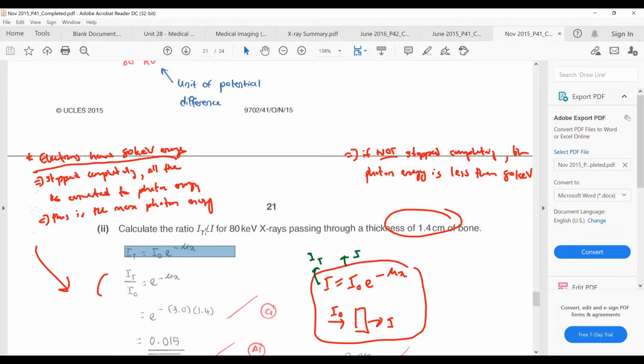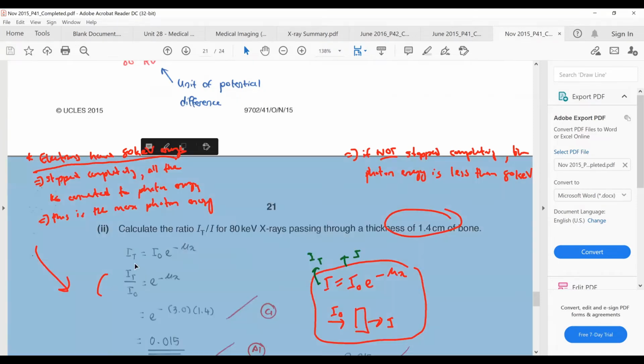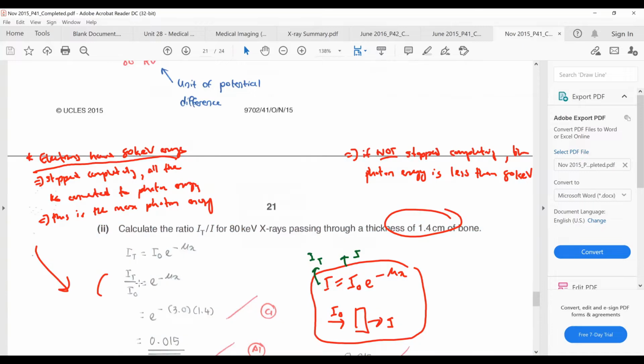Then, oh yeah, here I accidentally wrote the I naught here. All right, it's actually supposed to be I. Here IT equals I exponential negative mu x. Then after that, IT over I would be exponential negative mu x. So this one, don't bother about that, cancel it off. So sum in the value for your mu, sum in the value for your x, and you get this answer.